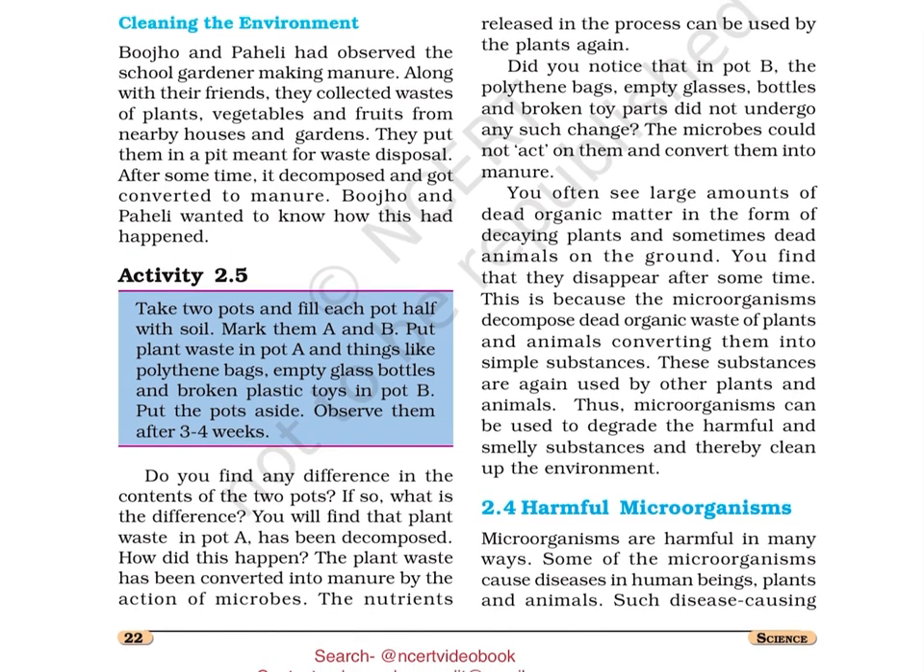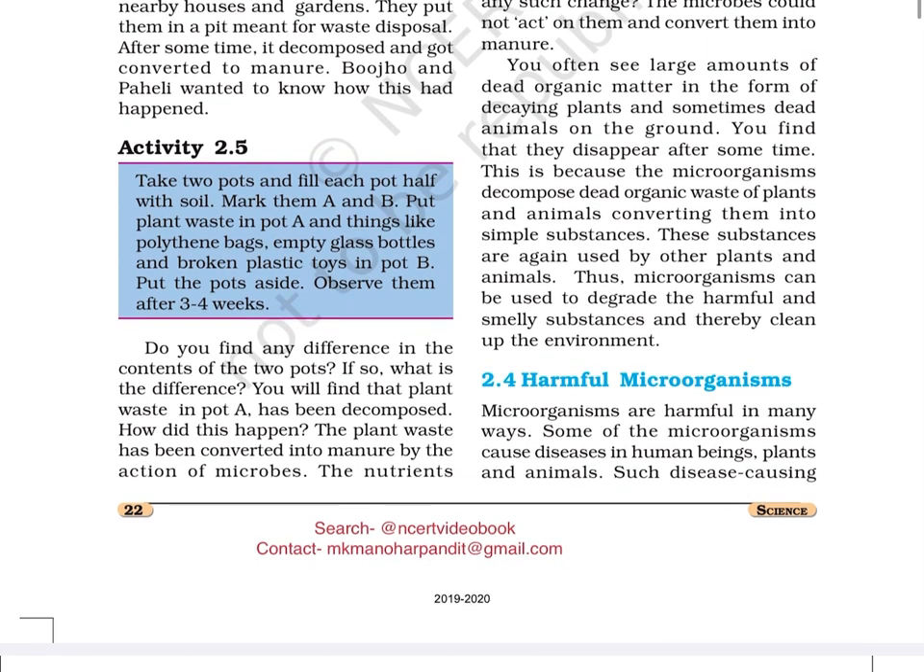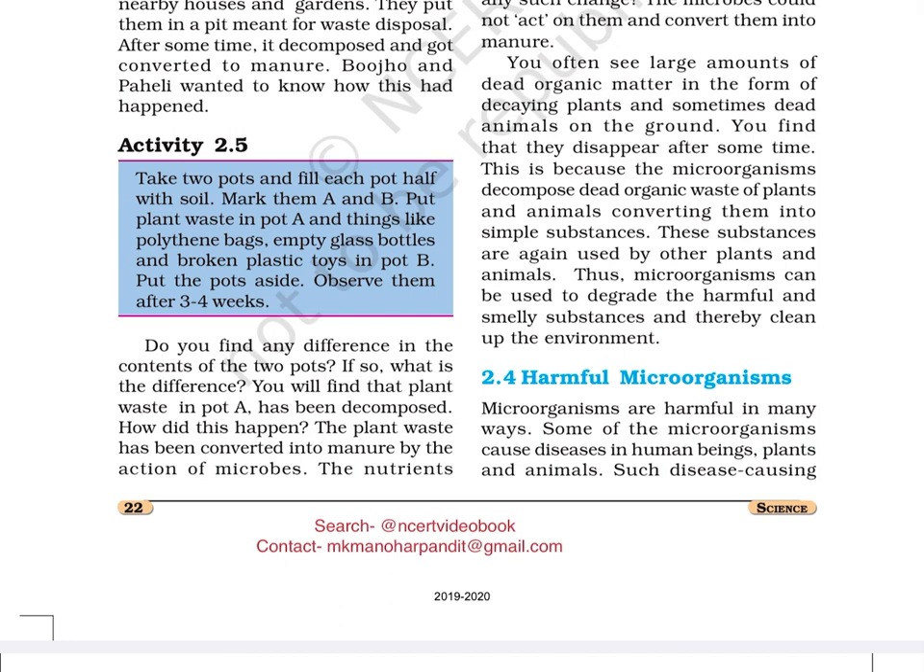Activity 2.5. Take 2 pots and fill each pot half with soil. Mark them A and B. Put plant waste in pot A and things like polythene bags, empty glass bottles and broken plastic toys in pot B. Put the pots aside. Observe them after 3 to 4 weeks. Do you find any difference in the contents of the 2 pots? If so, what is the difference?